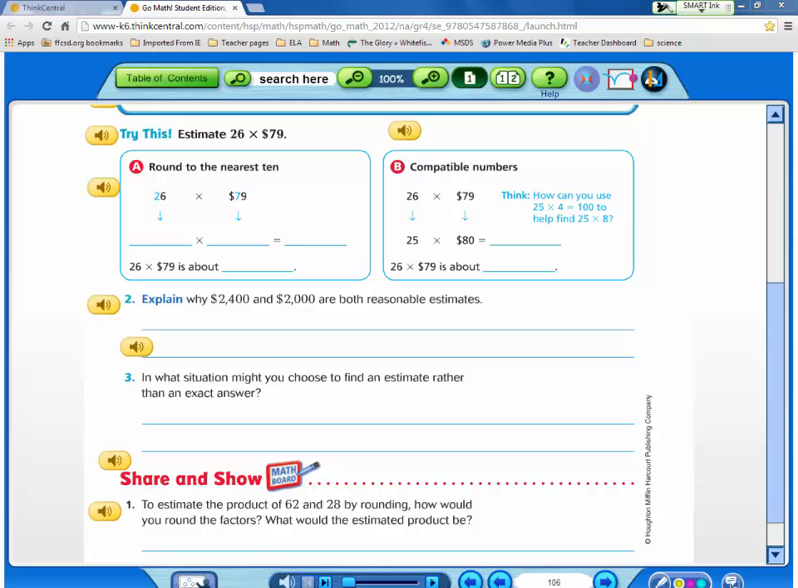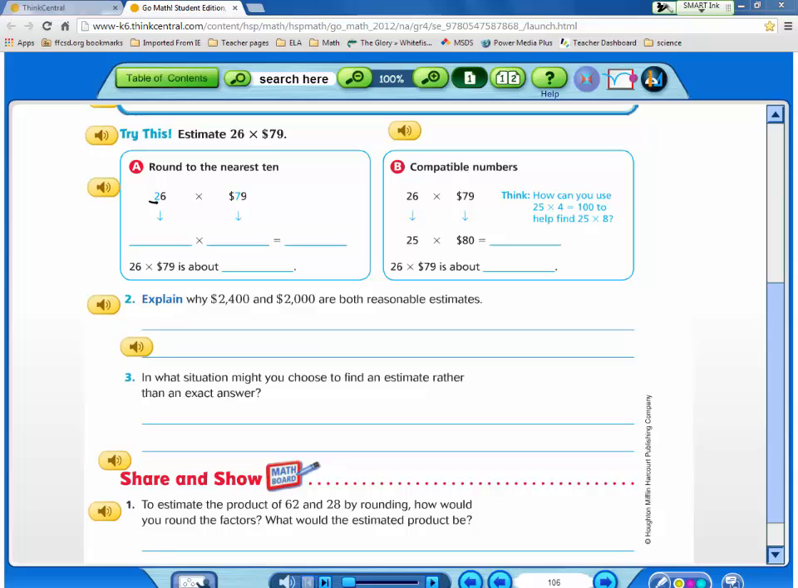We never, ever, ever solve and then round the answer. That's not estimating. So remember, in estimating, we do the work first just so that we can get a ballpark answer. So let's take a look at strategy A. They're having us round to the nearest 10. They chose the tens place because that is the greatest place that they both share.